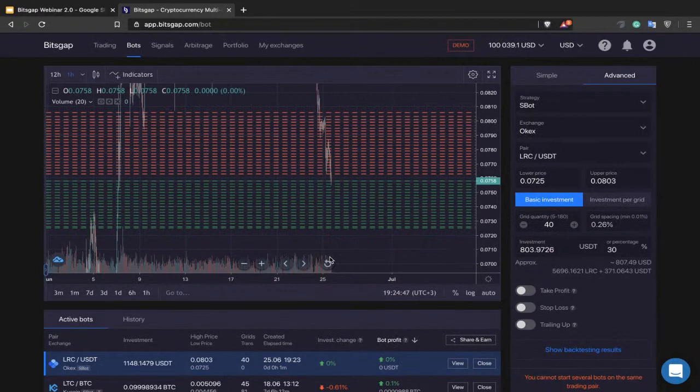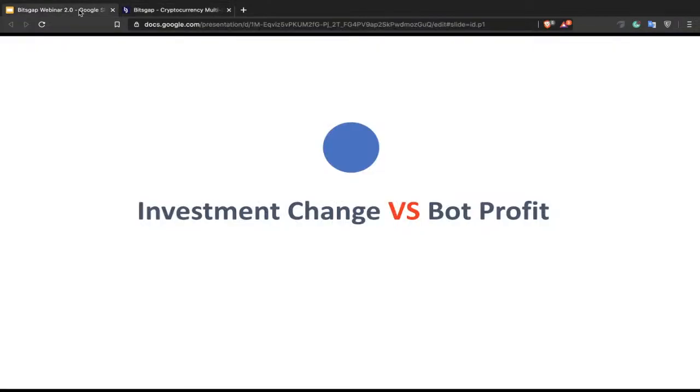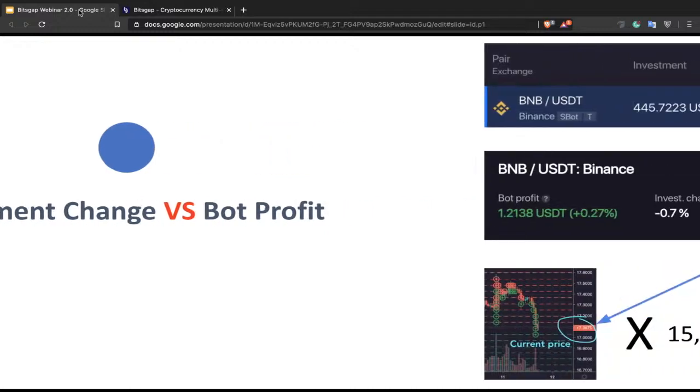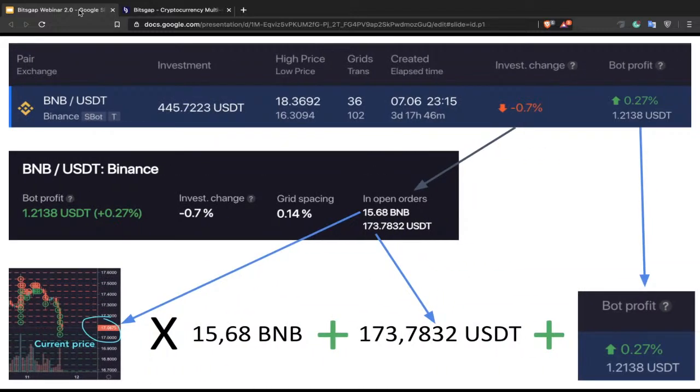And yeah, let's go to the presentation. Finally, we come to the two main terms, the investment change and the bot profit. So these are terms that are quite confusing for some traders that are quite professional at trading, but they are still confused with this. So here is a drop down where I explain what this is all about.